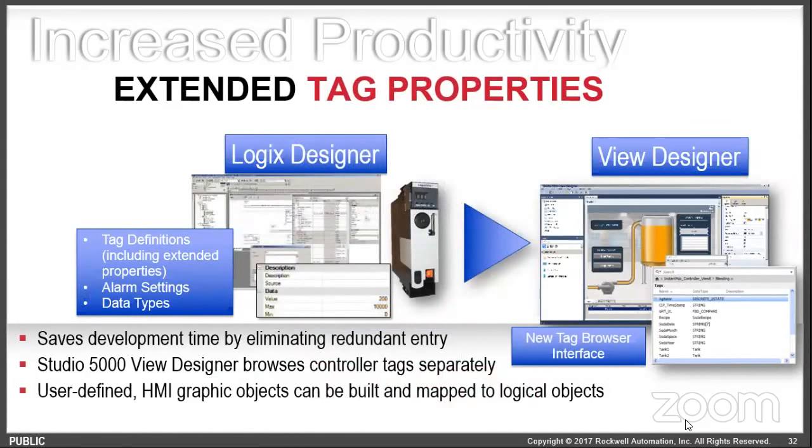On extended tag properties, you'll keep seeing the L7 and the L8s on these slides, but the more stuff that's being done in the controller just comes forward into View Designer. You don't have to do it twice. You don't have to set things up on the controller and then do it again in the HMI. It just comes right along. The more we add on the controller side, the more we're going to get on the HMI. Is anybody here using that metadata for the extended tag properties yet?